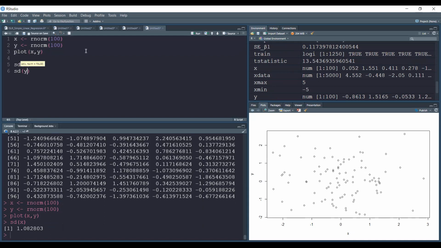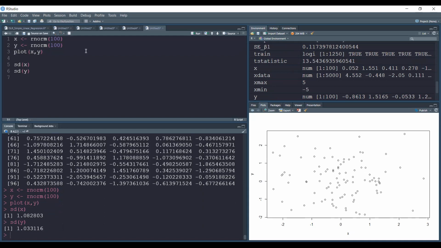Again, expect something similar, roughly 1. I use the standard normal density function to generate these 100 x values and these 100 y values, and the plot is plotting all of them. And then there's the covariance.